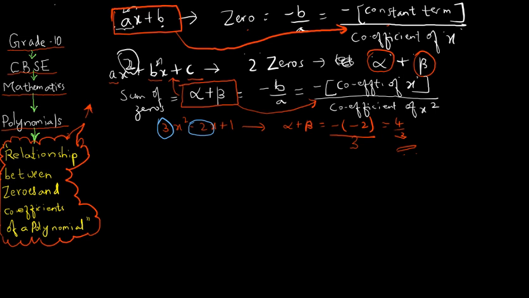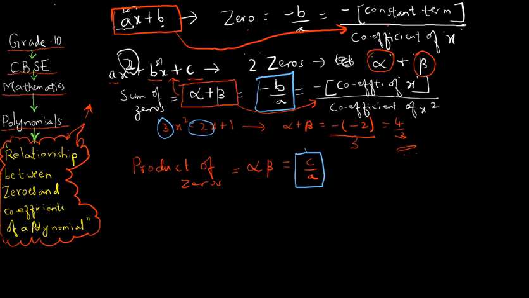Similarly, for the quadratic equation ax squared plus bx plus c in its general form, let's see what the product of zeros, or product of roots, refers to. The product of zeros, being the multiplication of the zeros alpha and beta, is given by the formula c by a. Sum of roots is given by the formula minus b by a, and product of roots is given by the formula c by a, is how we learn in polynomials.